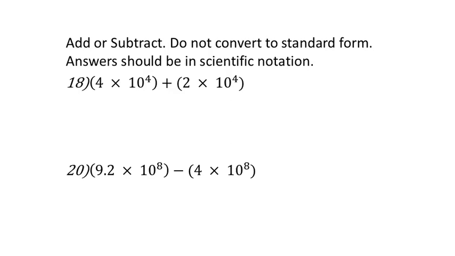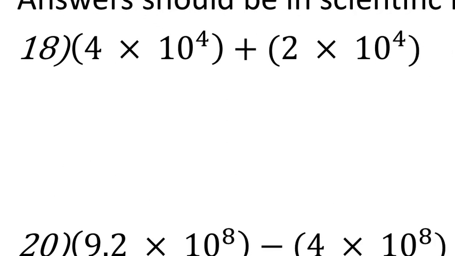Skip number 19. Let's look at 18 first. All right, let's go and do this by hand. Let's do this with our hands on the calculator. In parentheses, 4 times 10 to the power of 4. Get out of exponent mode.